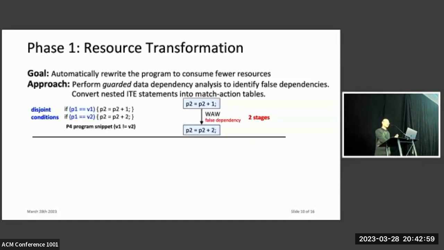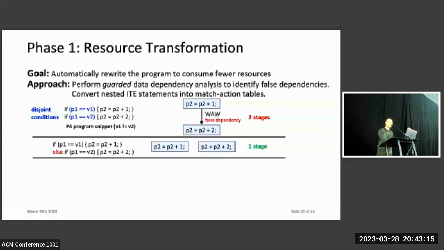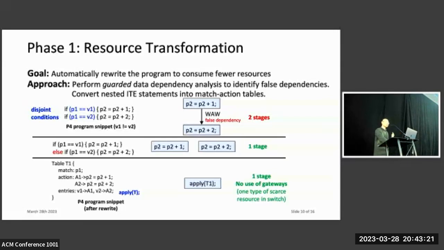So now we can see these two statements, P2 equals P2 plus 1, P2 equals P2 plus 2. They may have write-after-write dependencies. However, if we take the path information into consideration, we can see that at most one of the if predicates will be true because V1 is not equal to V2. Therefore, we can transform it into another formula by adding this key value else. And finally, we will turn this ITE statement into a match action table so that in this scenario, we only need to use one stage and without any use of scarce resources such as gateways.